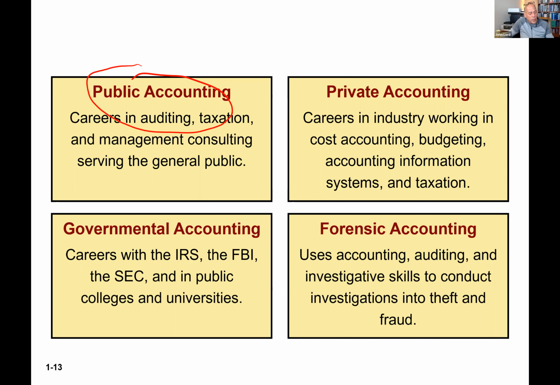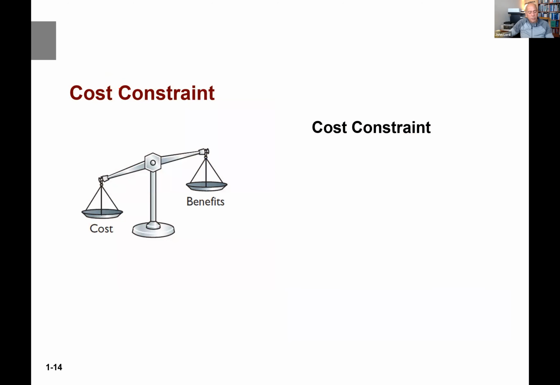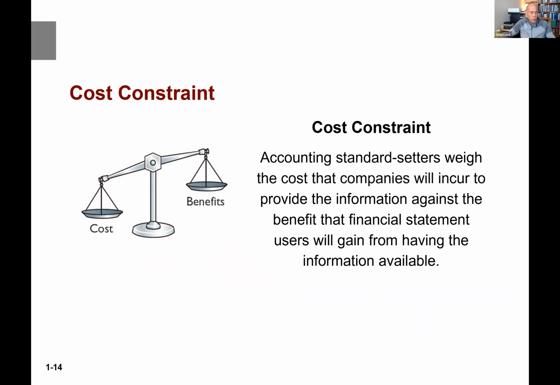So anyway, let's go ahead with one more thing about the FASB, which is the cost-benefit consideration. What the cost constraint says is that the FASB is a 7-member board, right? And they pass a new standard by a 4-3 simple majority. That's why they have an odd number.